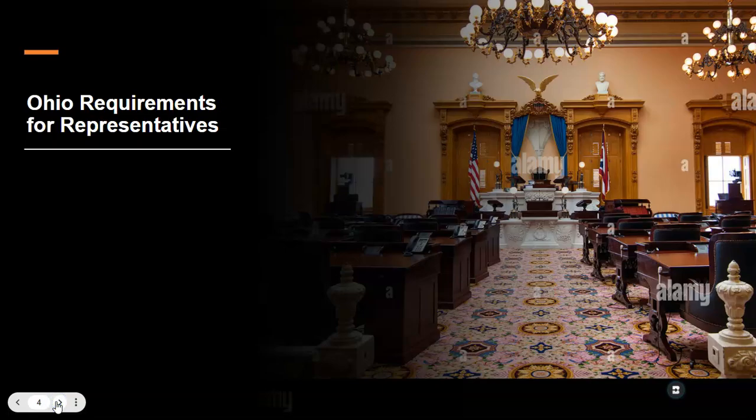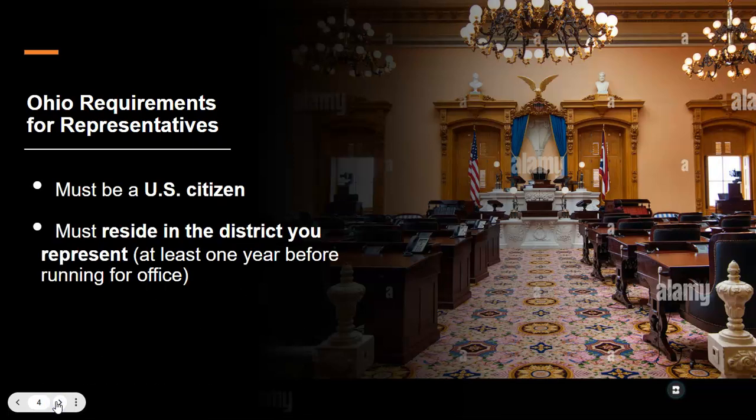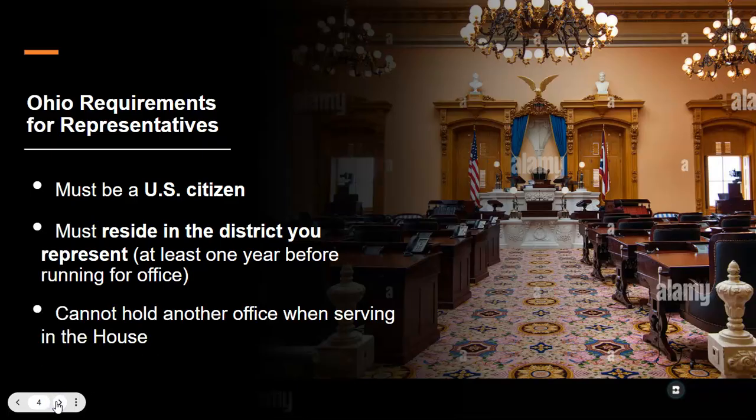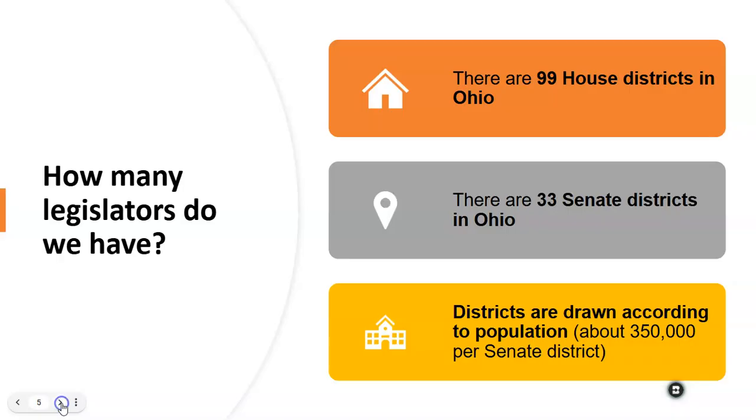The requirements for being a representative in the General Assembly in Ohio are that you must be a United States citizen, you must reside in the district that you represent for at least 1 year before running for office, and you cannot hold another office while you are serving in the House or the Senate, okay? So you can't be the governor and also a representative. You can't be a town council member and also serve in the Ohio House or the Ohio Senate. You can only hold one elected office.